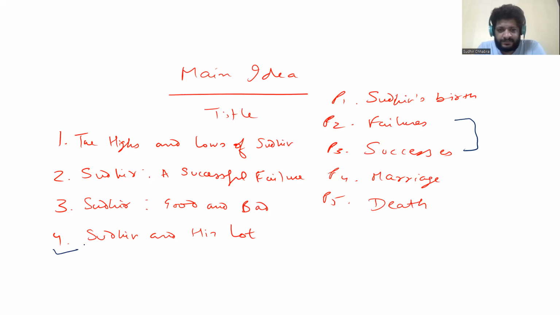Yeah. The highs and lows could have been a worse option, as in if I had chosen it in place of four. So the fourth one is the right one because it encompasses everything that is there in the passage from the birth to the death. So I'll continue from here only in the next video.